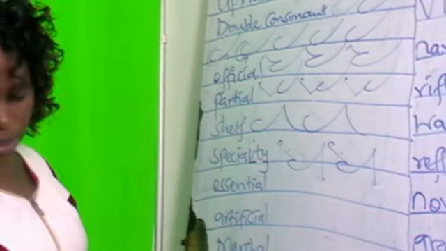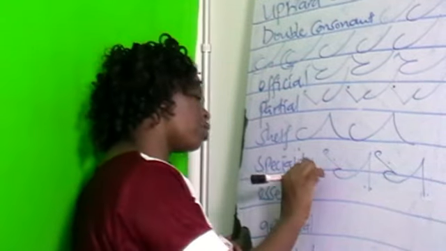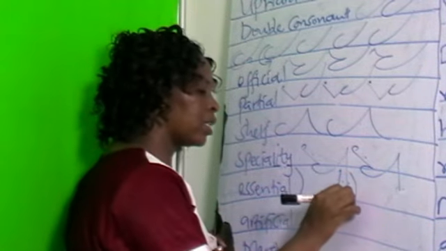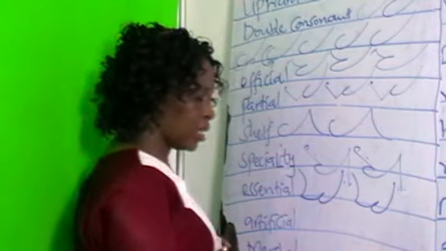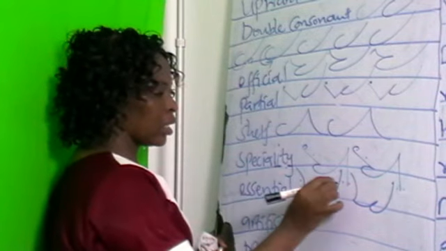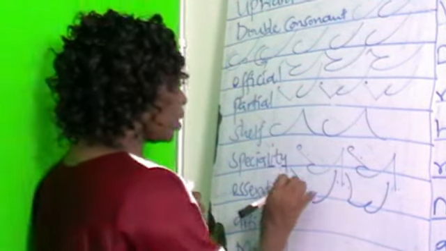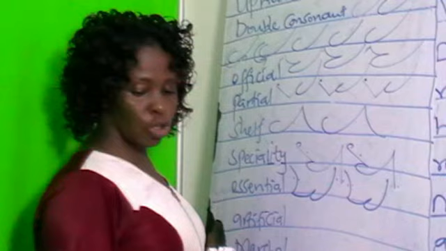Then we have the word essential. Essential is a full stroke of S, stroke of N, and upward shell. Essential. That is how we drill the word essential. We indicate the short E there, the two short E.